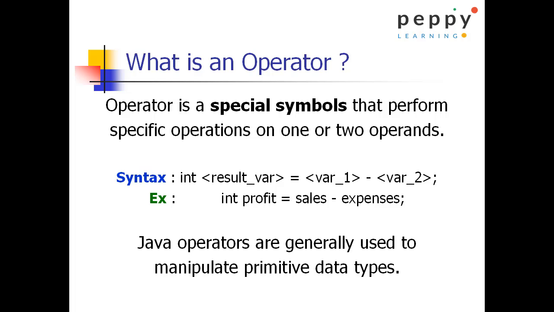Java operators are generally used to manipulate primitive data types. Primitive data types are integrals, floating points, Boolean, etc. Using operators, you can manipulate these. Operators take a very important role in programming language. Operators are used to manipulate the data.